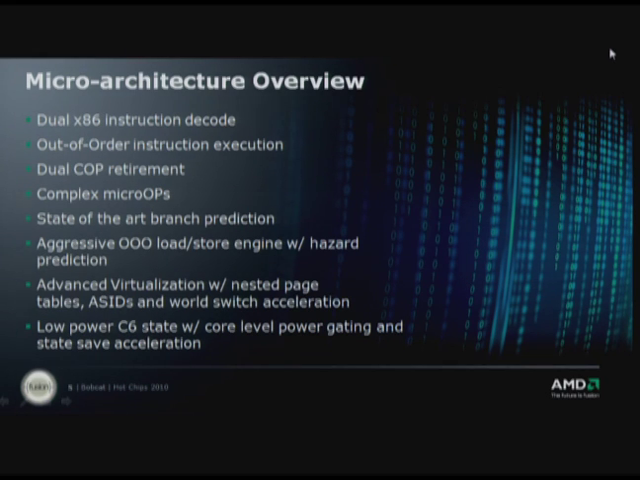Also, we've got a very aggressive out-of-order load store unit. And again, these are two of the features that help bring us into that efficiency point that we were looking for. We also, again, with virtualization, we support nested page tables, which allows for the hypervisor to really optimize some performance there, and we've also accelerated the VMCB world switch time through some various techniques. I mentioned the low-level C6 power state powering the core down. We've also put some hooks in along the same lines of the VMCB move to move the C6 state in and out of the core very quickly.